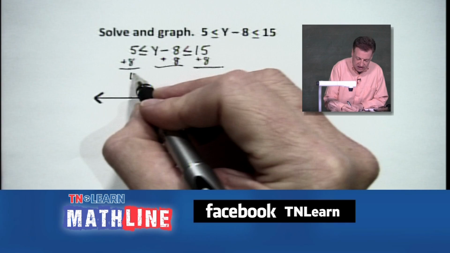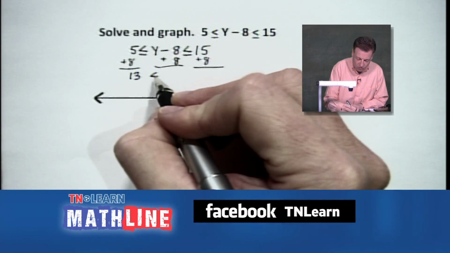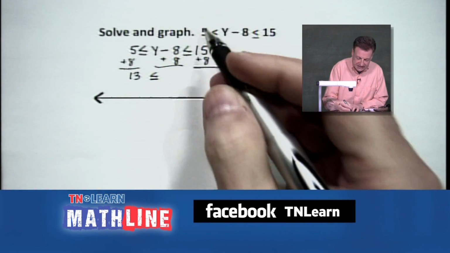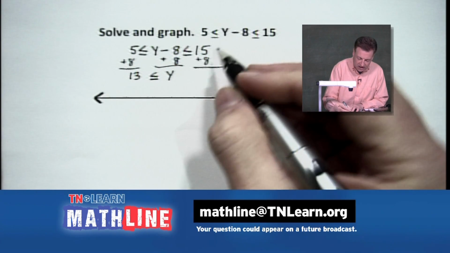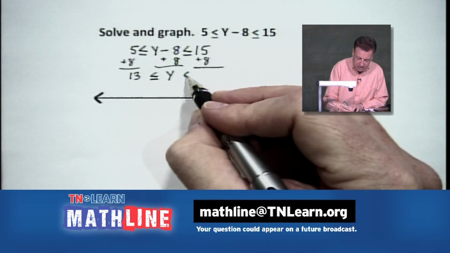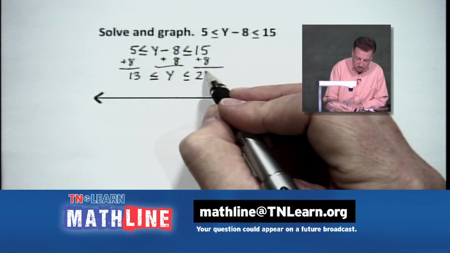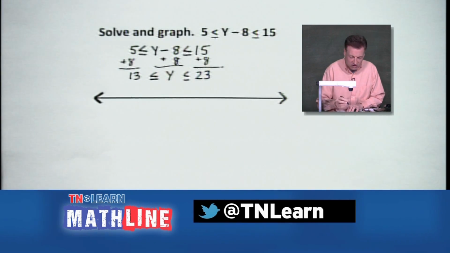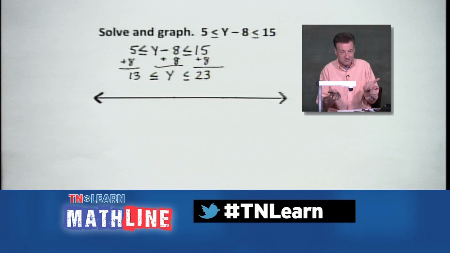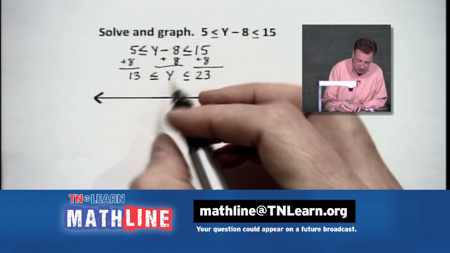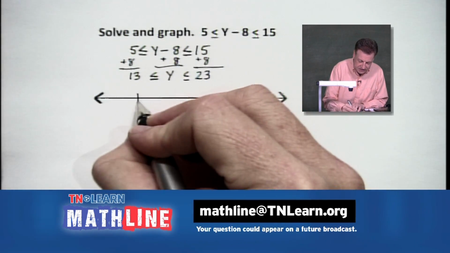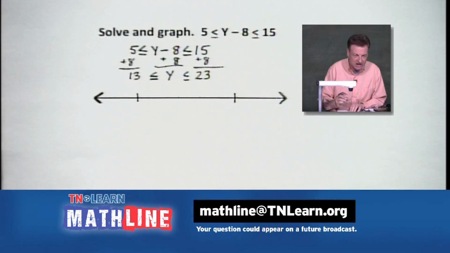I have 13 to the left. Wow, I have this less than or equal to y in the middle. And over here, it looks like we're jumping all the way up to 23. Now keep in mind, we want y by itself in the middle. We've got it. So at this point, we're ready to go to our number line and say, hey, let's illustrate. Let's see what this solution looks like, all right?